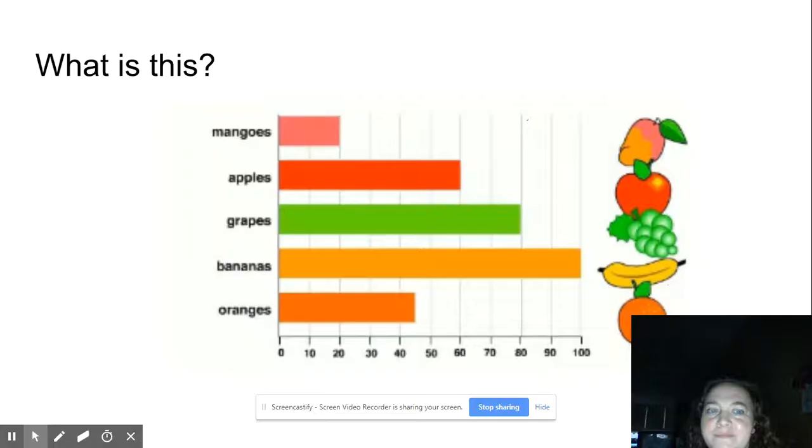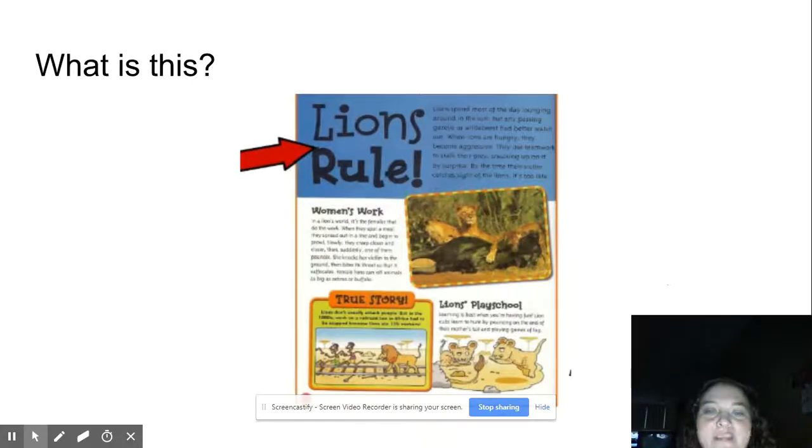What's this? Great job. This is a chart. This chart tells me what are the most popular fruits. What is this? Make sure you're looking where the arrow is pointing. That's right. This is a heading. There are 2 other headings on this page. Can you spot them? That's right. Women's work is a heading, and Lions Play School is a heading.